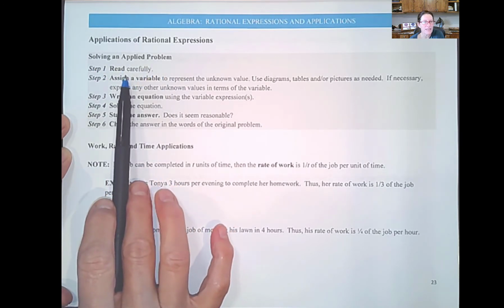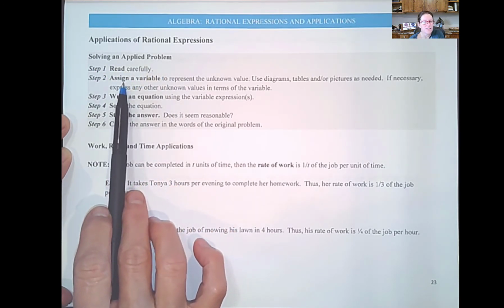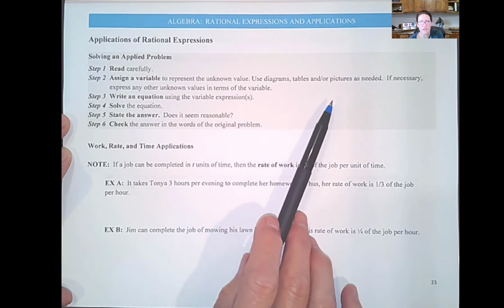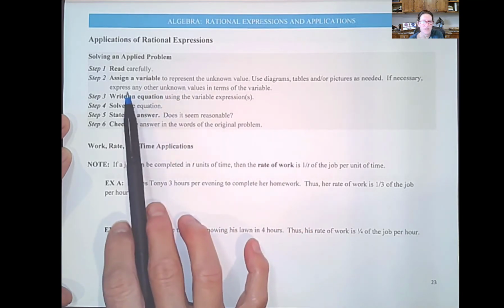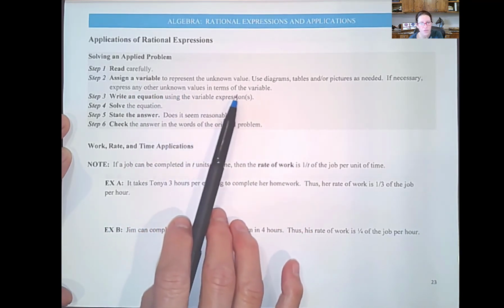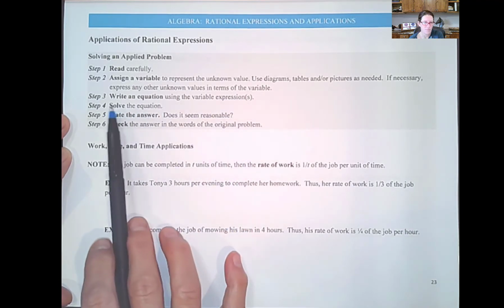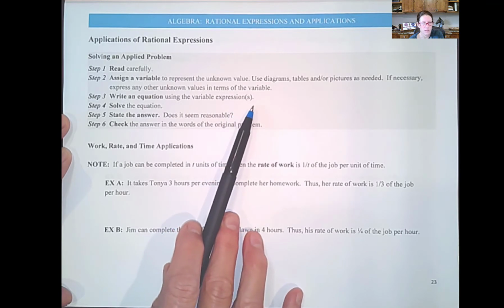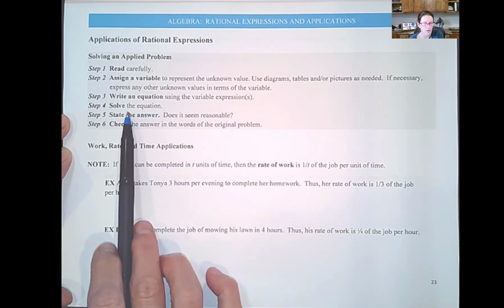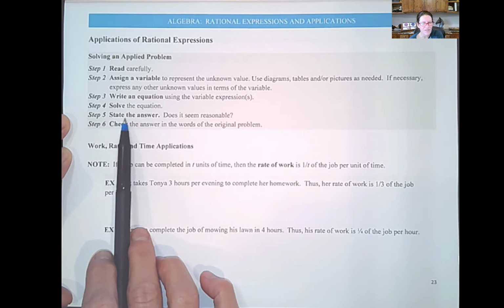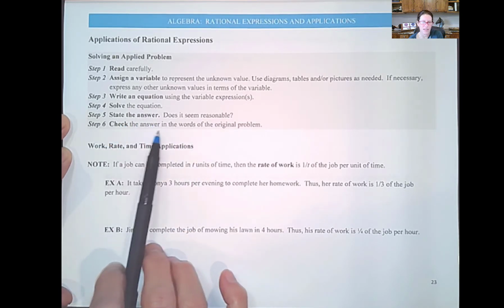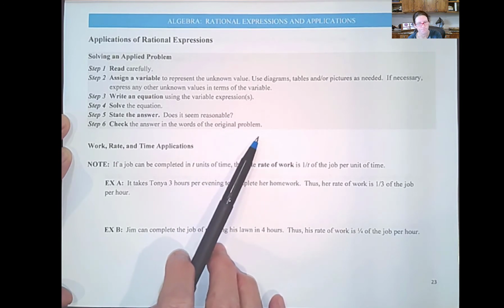We're going to read carefully, then assign a variable to represent the unknown value, use diagrams, tables, and/or pictures as needed. If necessary, express any other unknown values in terms of the variable. In step 3, we'll write an equation using the variable expression or expressions. Then we will solve the equation, state the answer, ask does it seem reasonable, and lastly, we'll check the answer in the words of the original problem.